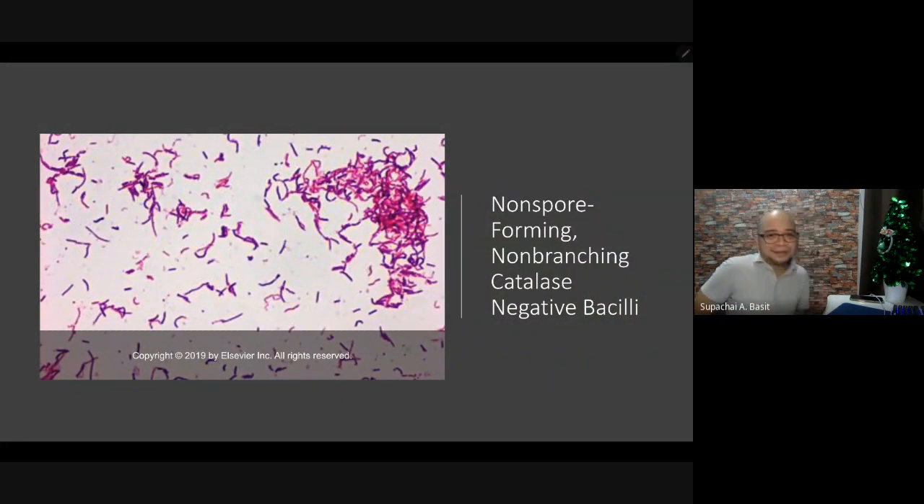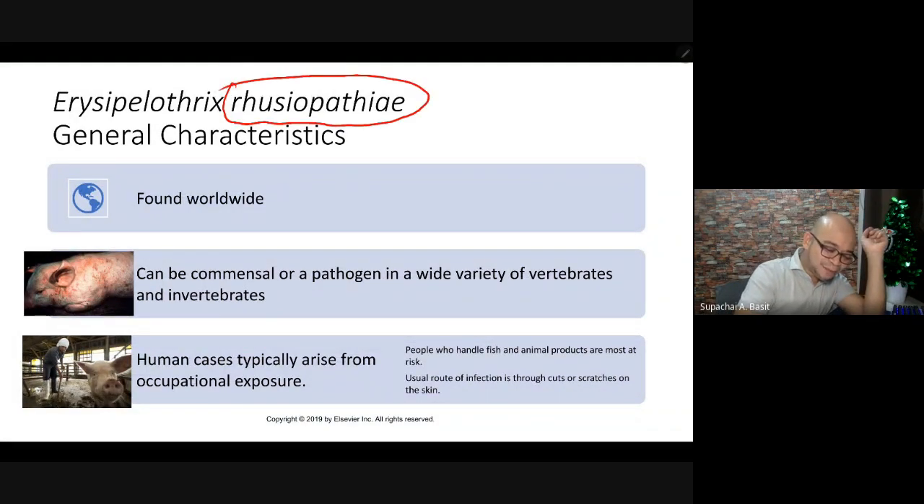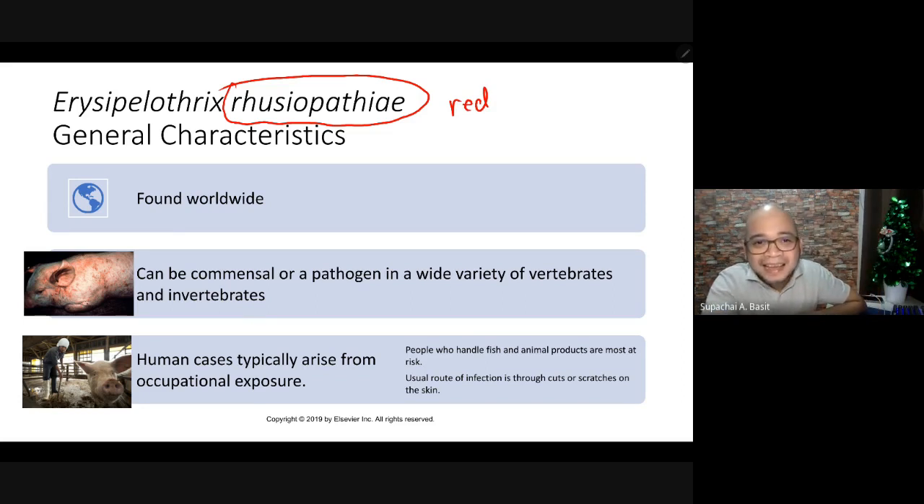Okay, so we have now come to another group of gram-positive bacilli. This time we'll be talking about the non-spore forming, non-branching, catalase negative bacilli. First on our list is Erysipelothrix rhusiopathiae. You might be wondering, what is rhusiopathiae? Rhusio refers to red. Pathiae refers to disease. So literally, the term rhusiopathiae refers to red disease.